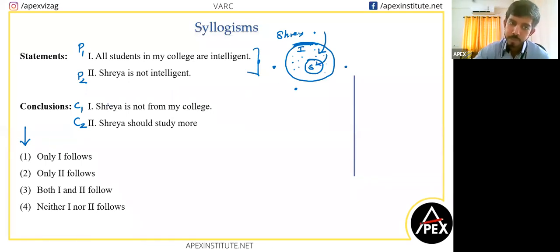So it automatically means that Shreya is not from my college. Okay. Can we say Shreya should study more? Is there anything in the premises which is suggesting how to become intelligent? No. Author is not saying anything on those lines. It's just giving us a situation of intelligence level of various colleges. And as Sheikh is saying, all the students from SRKR are intelligent.